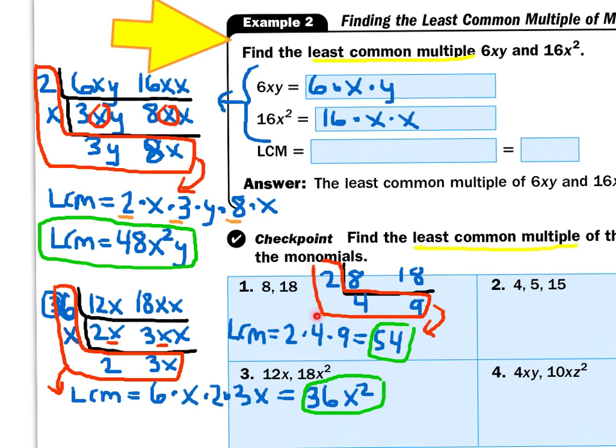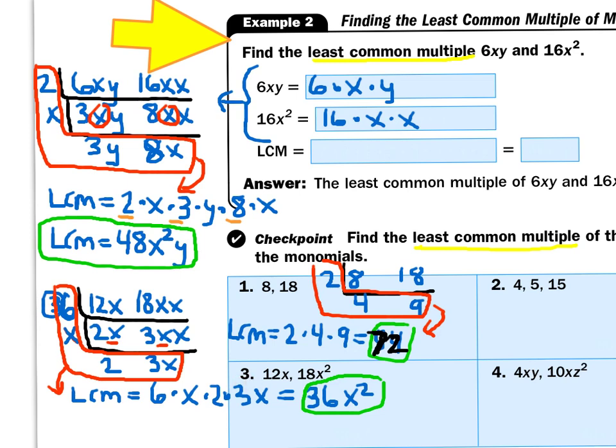So to find the LCM, I start with the greatest common factor, I grab everything on the bottom, and I draw that big giant L shape. So the LCM is 2 times 4 times 9. 2 times 4 is 8, and 8 times 9 is 72. So the LCM is 72.